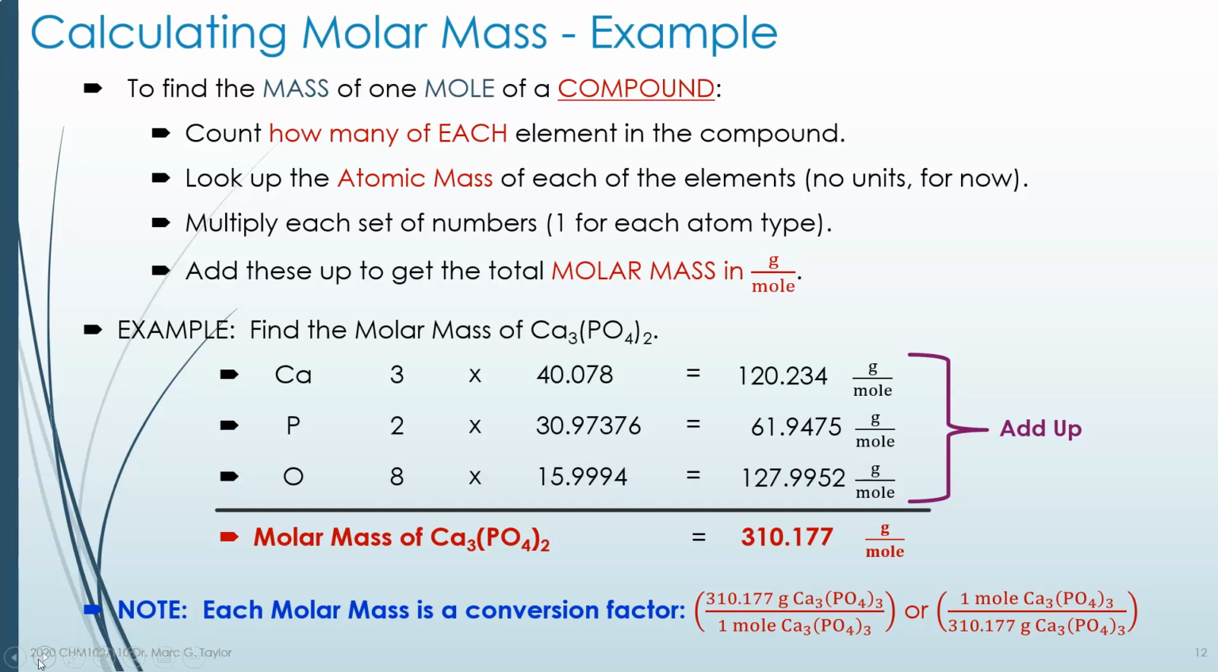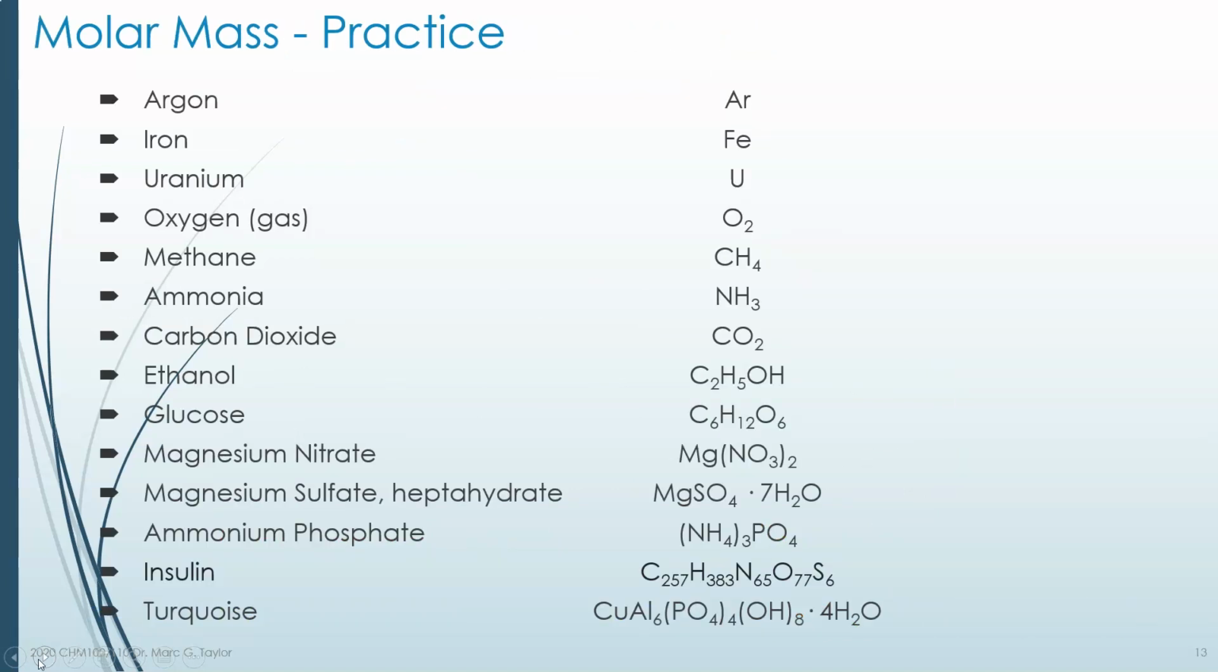1 mole of calcium phosphate is 310.177 grams of calcium phosphate. And therefore, you can use a molar mass to create one of 2 different conversion factors for calculating conversions of grams to moles or moles to grams. So let's practice looking up or calculating the molar mass of each of the following. Well, with atoms, you just look them up. Argon, iron, uranium, those are just the atomic masses with a new unit, grams per mole. That's simple enough.